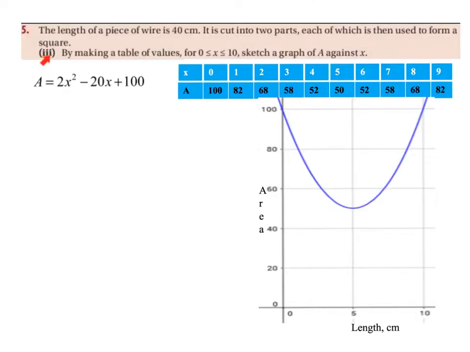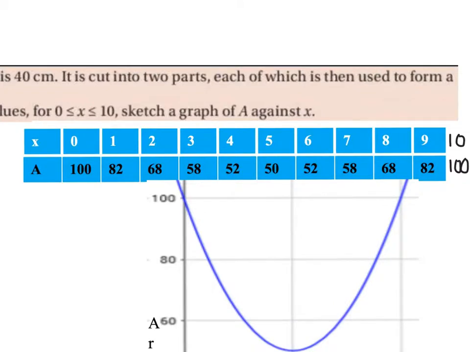Part 3. By making a table of values for x values greater or equal to 0, less than or equal to 10, so basically x values from 0 to 10, sketch a graph of A against x. So we have to use our formula that we created in question 2, which is area equals 2x squared minus 20x plus 100. And we're going to sub in x values from 0 to 10.